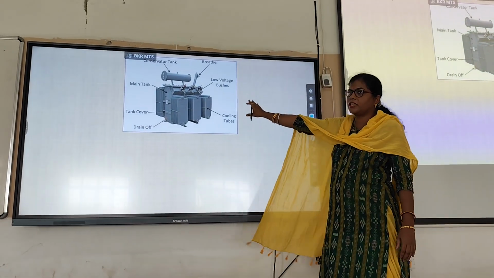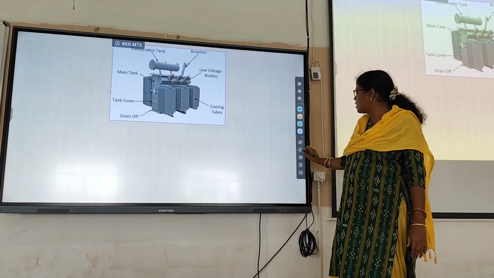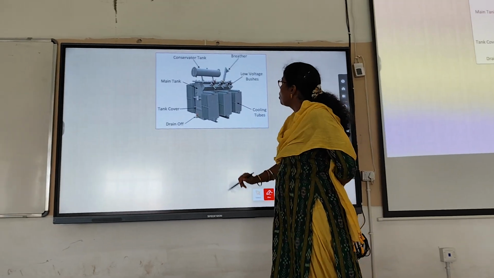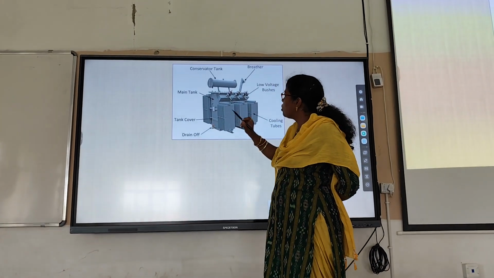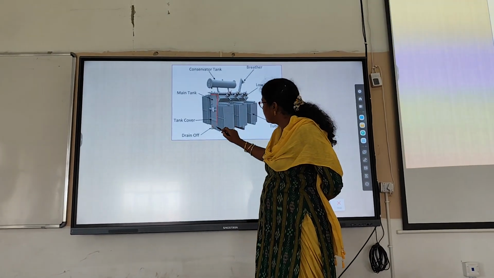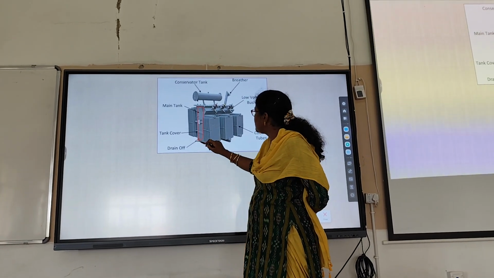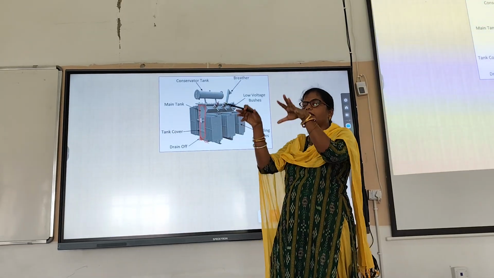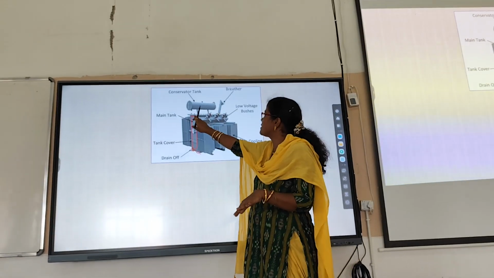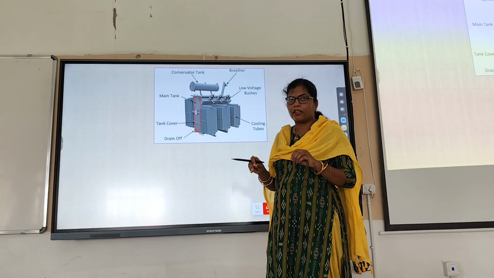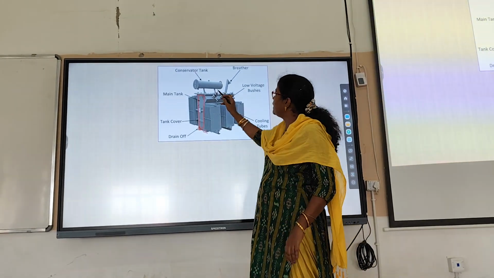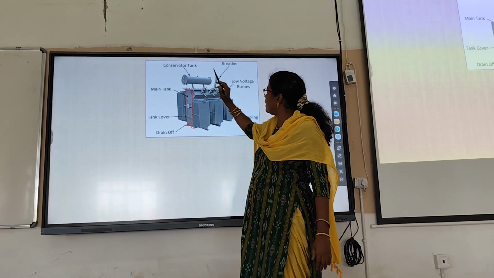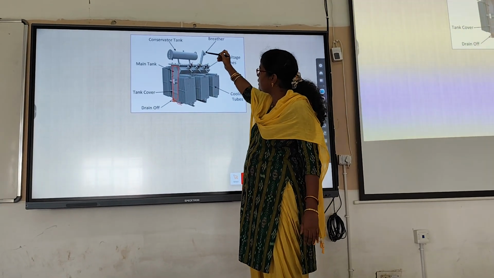Next, the different constructional parts of a transformer. This is the transformer side. This one is the main tank, where all the windings, the 2 windings or the 3 windings, are kept inside. Then this one is your conservator tank. This side is for the breather.